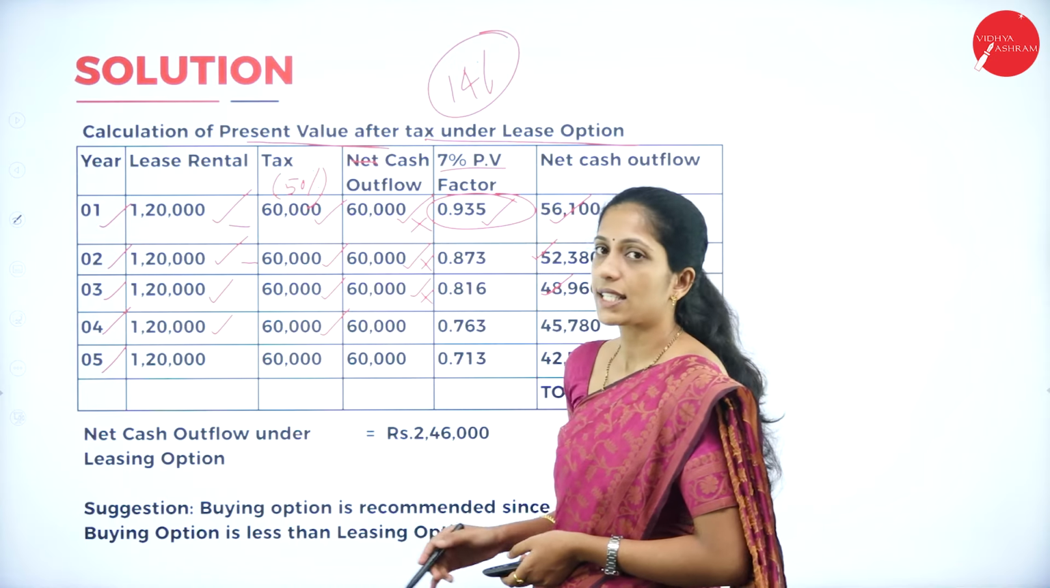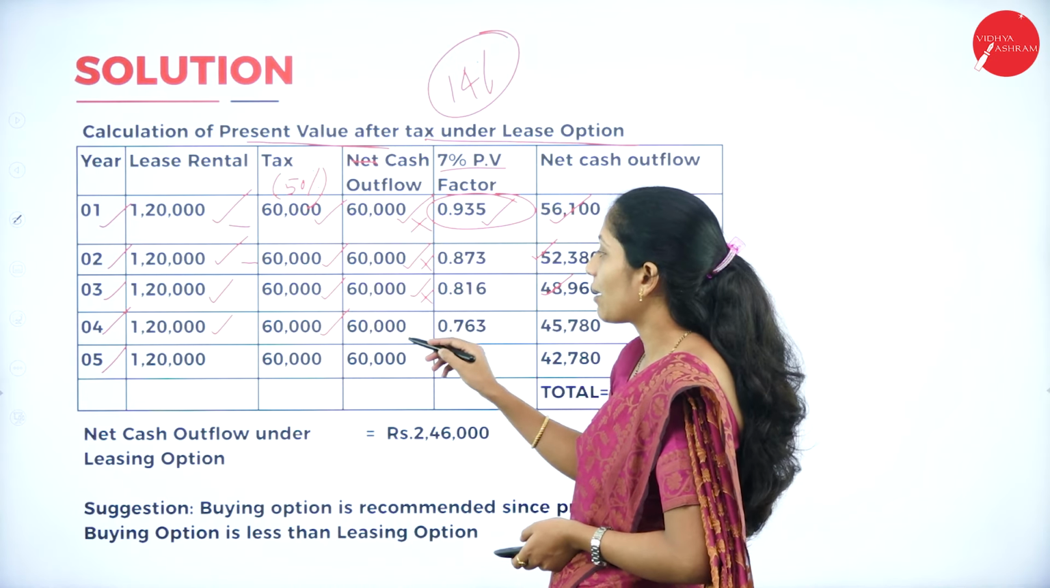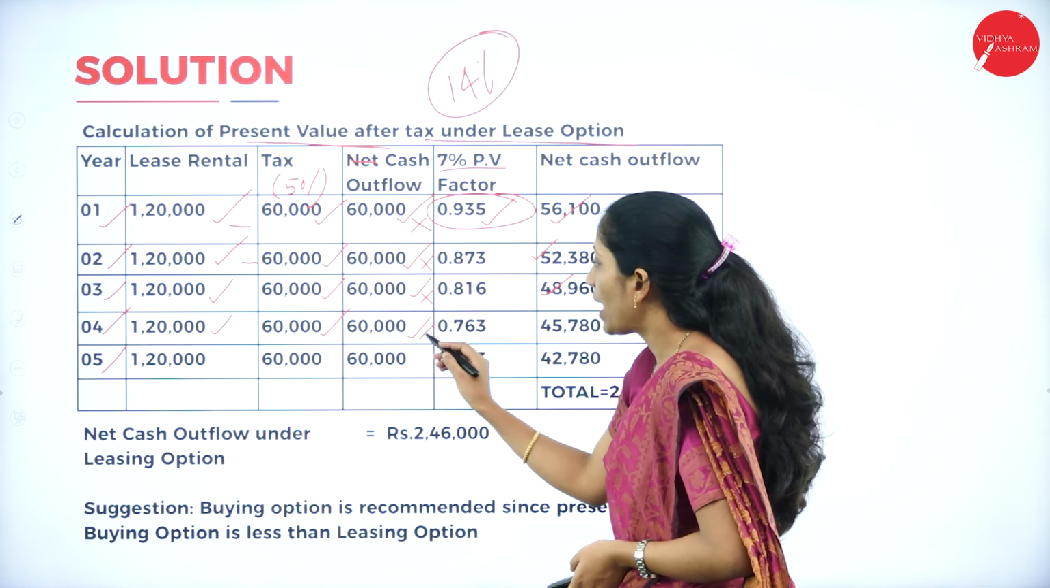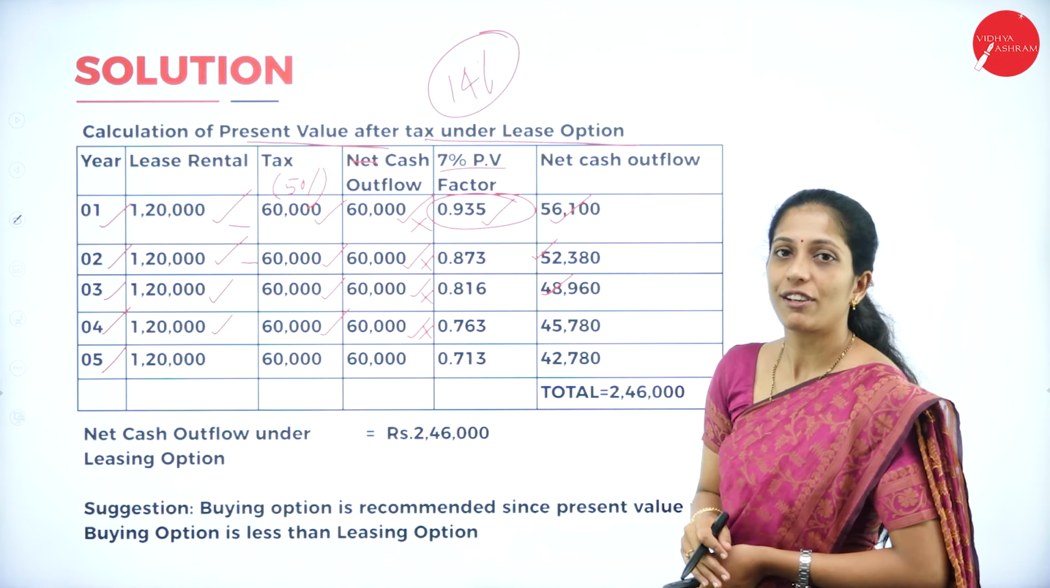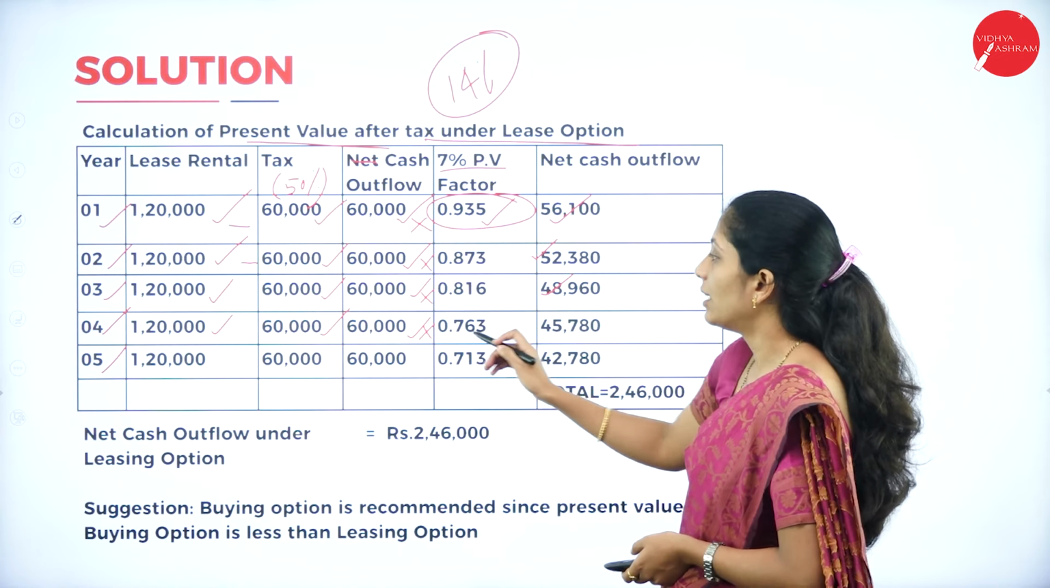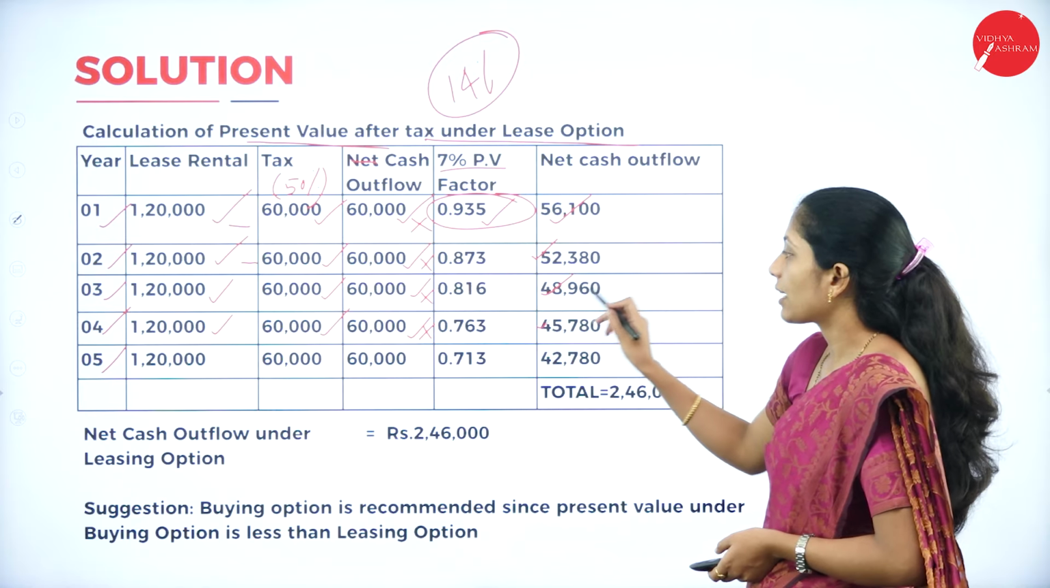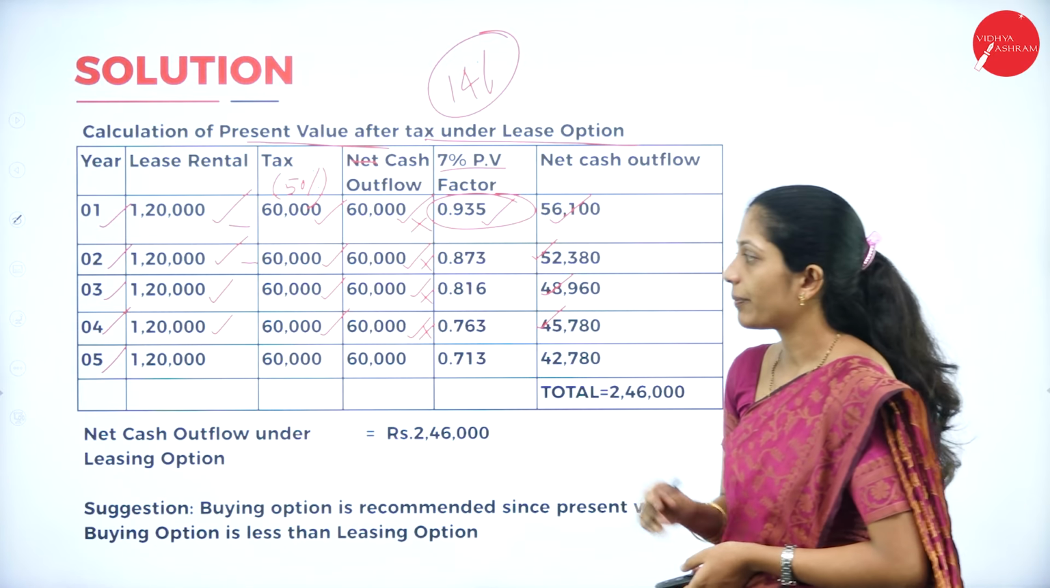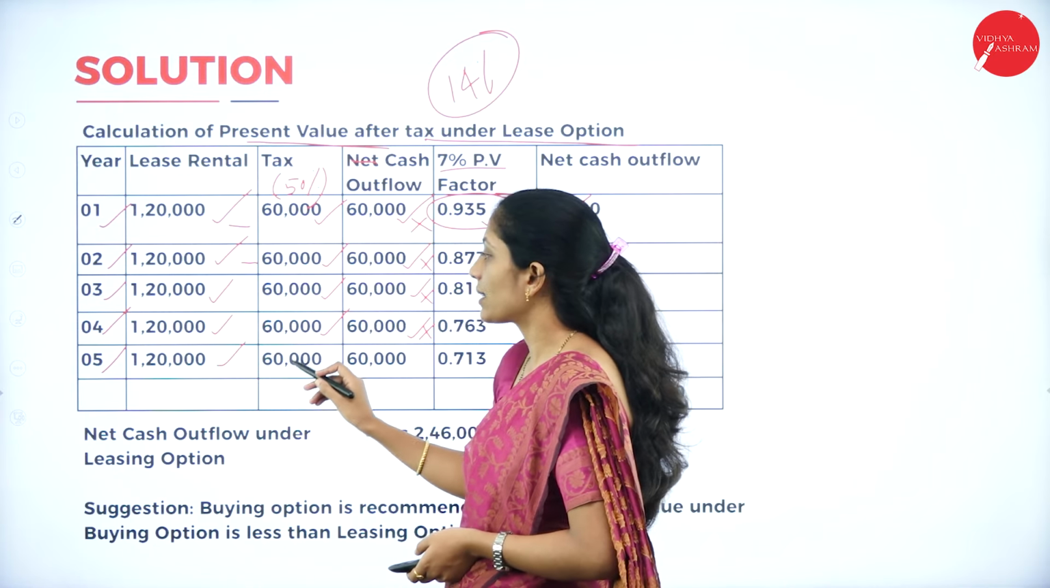In the same way for the fourth year, the lease rental remains the same, 1,20,000. Tax 50%, that is 60,000. The remaining amount is 60,000. Multiply it with the PV factor of 7% for the fourth year, that is 0.763. Next, 45,780.